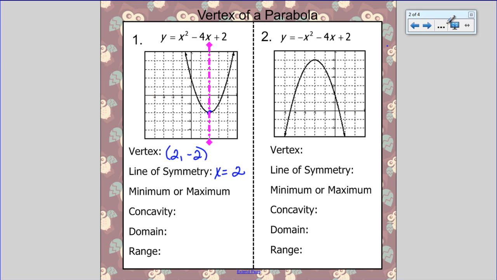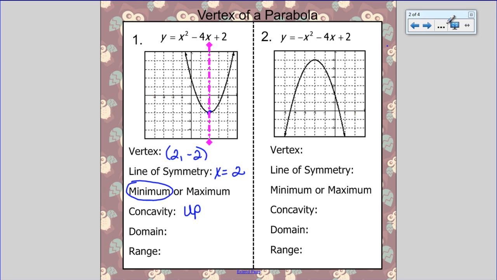Now, is it a minimum or a maximum? Well, if we look at our parabola, it starts up here, curves and hits a bottom point, and then turns around and goes back up. So this is the minimum value. It's the lowest point. So my vertex is definitely a minimum. My arrows are pointing upward, so my concavity is up.